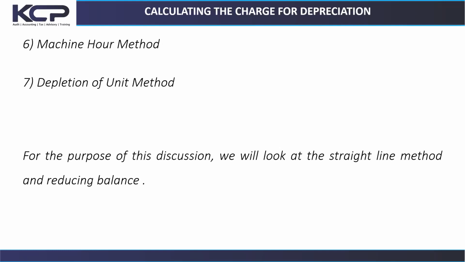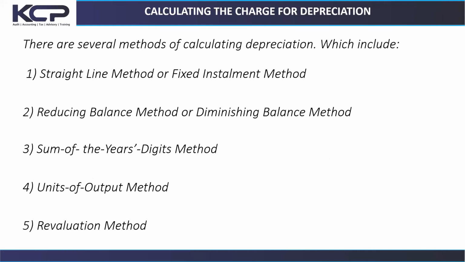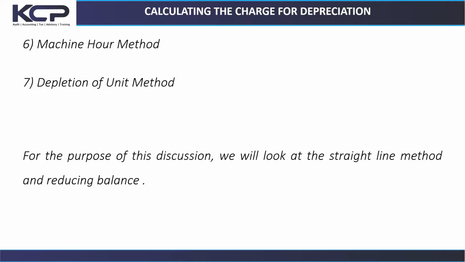So, depletion of units method. This one may be suitable for a mining site, paying attention to what extent the asset has depleted. For the purpose of this discussion, we shall only concentrate on the straight line method or reducing balance method. But before we go on, I've explained straight line, reducing balance, sum of the year digits, unit of outputs, revaluation, machine arm method, and depletion. Any question on all of this before we go on?